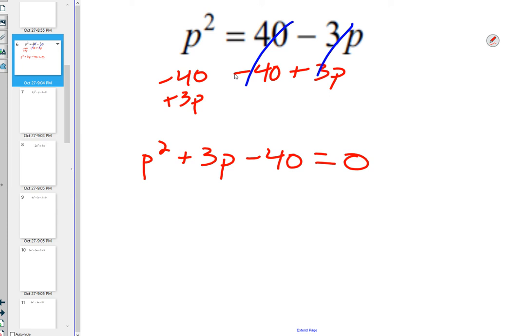Enjoy this one while you can, because the majority of the ones I'm going to focus on today don't have a 1 in front. It's going to be a different number. Makes things a little more challenging.